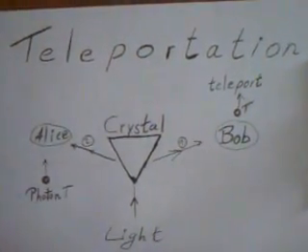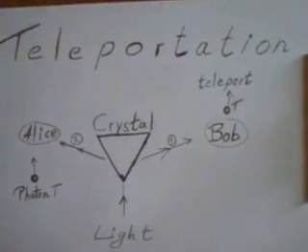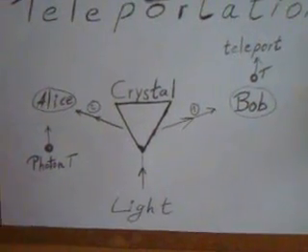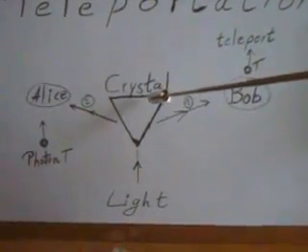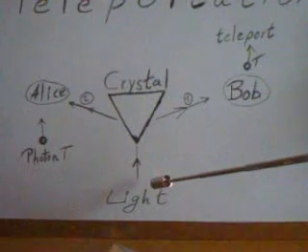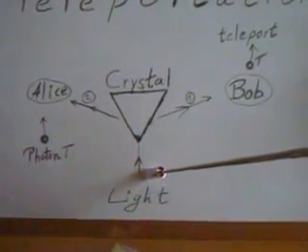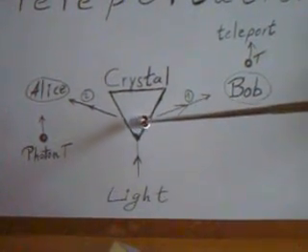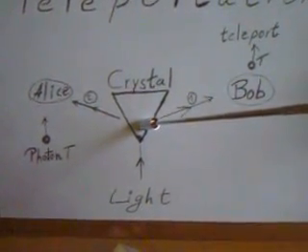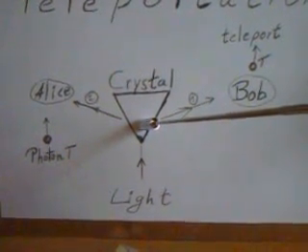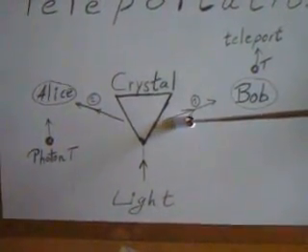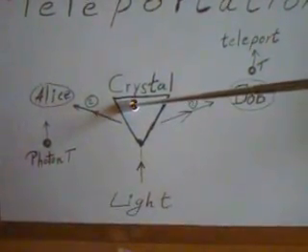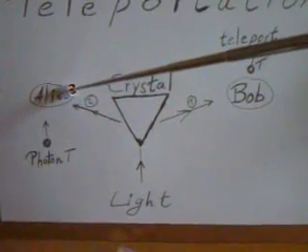This is an easy experiment about teleportation. For teleportation we need a crystal and we need light. The light ray is going into this crystal and is divided up into two new crossed light rays. The one is going to Bob and the second crossed light ray is going to Alice.